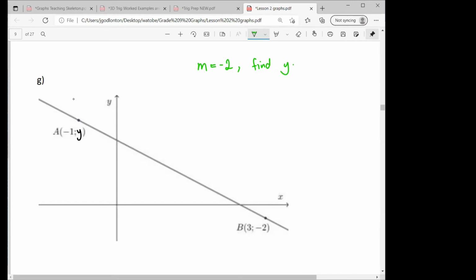Okay, so we're going to use the same rule that we've been using this whole time, which is M equals Y2 minus Y1, sorry guys, over X2 minus X1. We're still going to use that rule. But now I want you to think about what information you have and what information you don't have, and what you can do to find the information you want. We got some answers coming in.